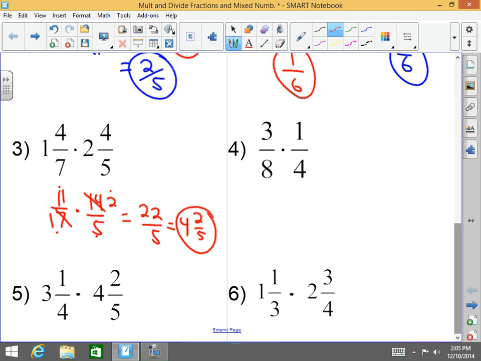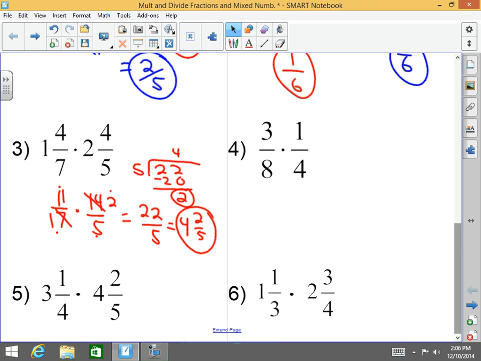Okay, I converted an improper fraction to a mixed number. So 5 goes into 22 4 times. And there's 2 left over. So it's 4 whole times and the remainder of 2 over 5. It's a skill we've already learned. Does that make sense, son? Thank you, sir.